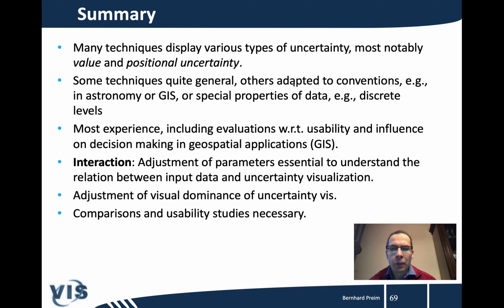I commented on comparisons and usability studies that are definitely necessary. I have read a number of publications on uncertainty visualization where I had the impression they were academically interesting to explore the design space of how can we visualize the uncertainty, but they were not carefully adapted to workflows in practices, to decision-making processes.